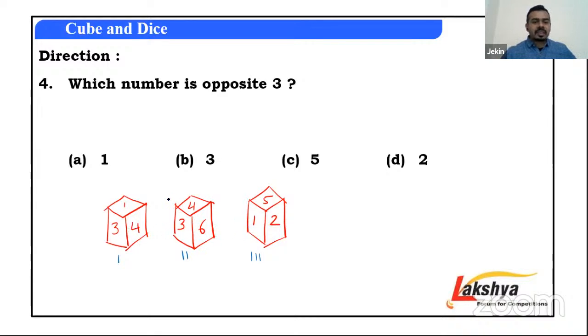Can I take 1 and 3 common? Yes, I can take 1 and 3 common because there is one common, which is the number 1. So I will take 1 as reference, move in clockwise direction. Therefore, you will have 1, 4, 3. Here 1 is reference, move in clockwise direction. Therefore, you will have 1, 5, 2.